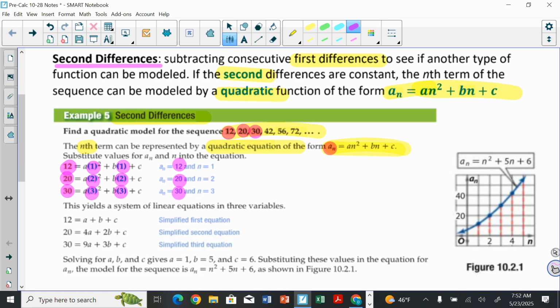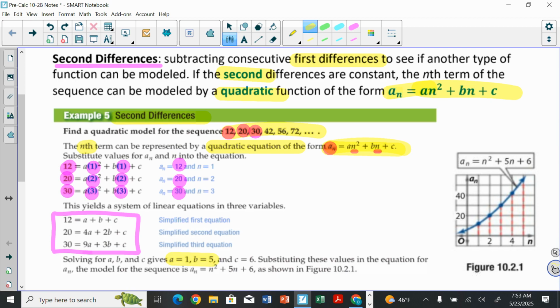So just take a look at the formula. A sub n goes on the left side, and then you've got your n values that go here and here. When you simplify those by squaring and multiplying, you end up with these equations. Then you're going to have to solve a system of 3 equations, and when you do that, you end up getting an A, a B, and a C. Solving it is probably the most difficult part.